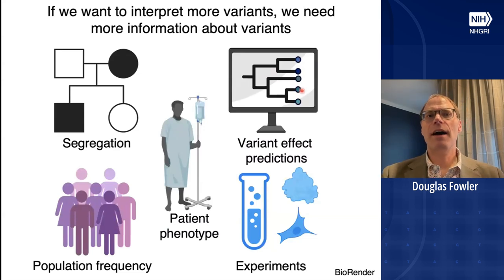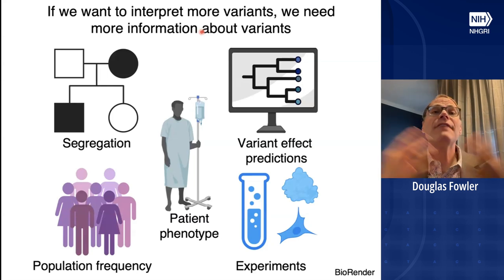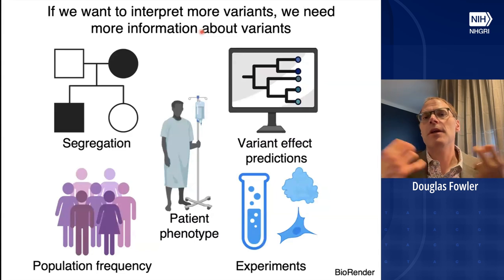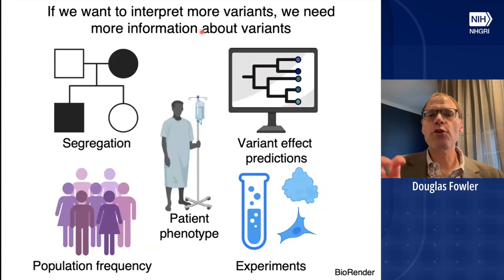This part of the talk is going to be a little bit more broad ranging. What I'm going to do is start from, hopefully now you understand that if we want to interpret more variants in the genome, we have to have more information, right? We're missing information from most variants. And that's why we end up with so many variants of uncertain significance on the clinical side, and why we are so often stumped about the biology of variants as well. So what we're going to talk about is how we can get more information about variants.